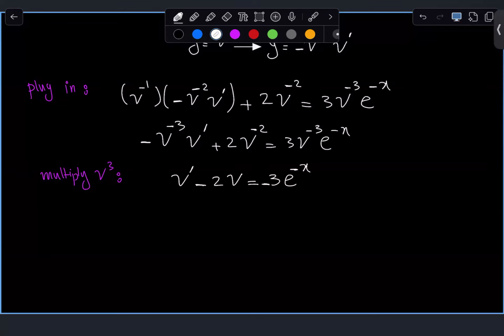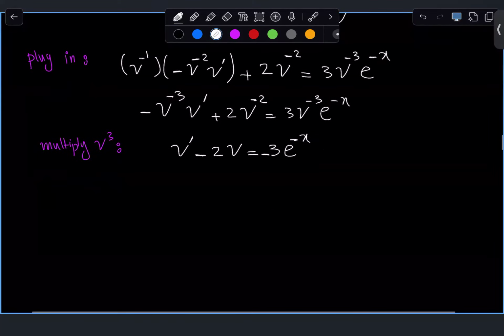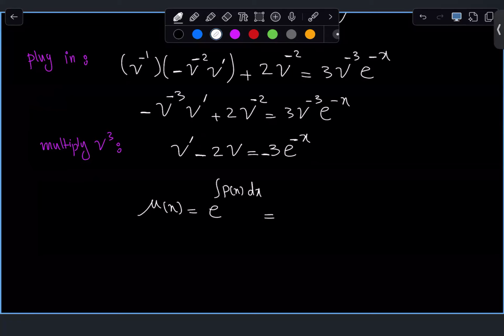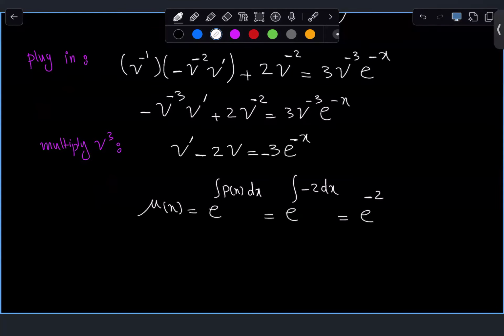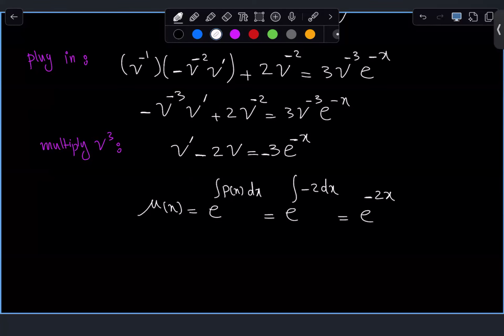Okay. So how do I solve linear equations, first order linear equations? You use an integrating factor. Do you remember how to do that? Mu of x is e to the integral of p of x dx, exactly. And what is p here? -2. Okay, so that's just e to the -2x. Right?